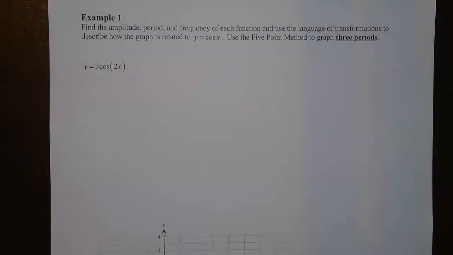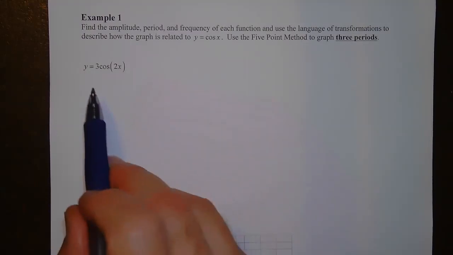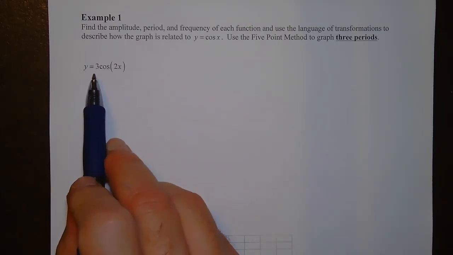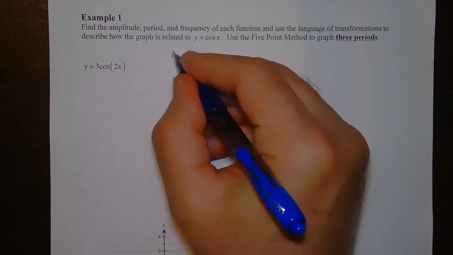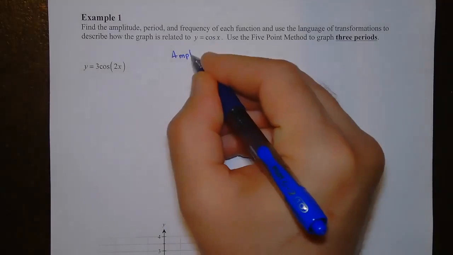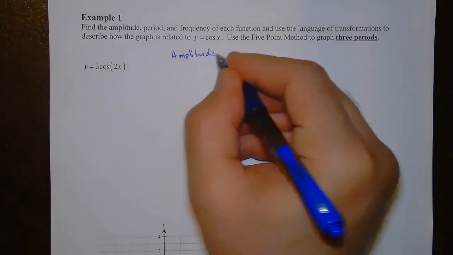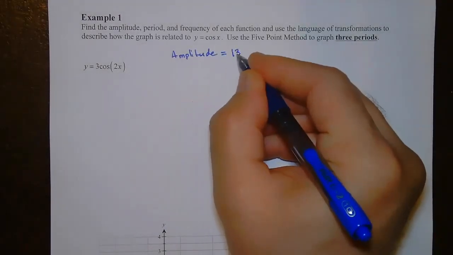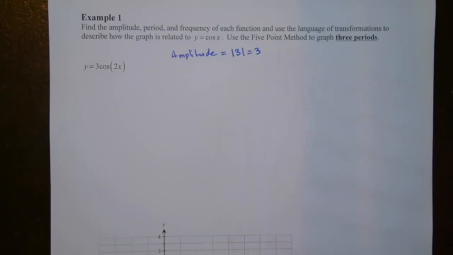For example 1, I want you to be able to find the amplitude, the period, and the frequency of the function, and then use the language of transformations to describe how the graph is related to y equals cosine x. And then I want us to graph, using the 5-point method, 3 periods of this. All right, so very first off, the A is 3. That's my vertical stretch, right? So that's the amplitude, and that's equal to the absolute value of 3, which is 3.